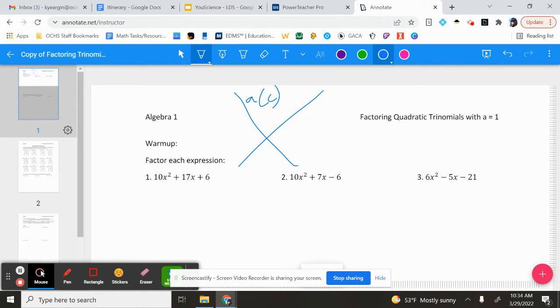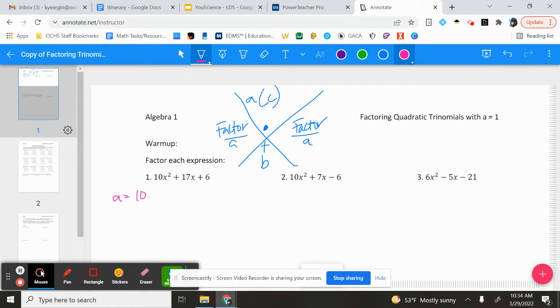That goes on the top of our big X. The b value goes on the bottom. Remember, we're looking for two numbers that are going to multiply to give me the top number and add to give me the bottom. Then I'm going to take each of my numbers and divide them by the a value, and then our factors will go on top. In order to write our factors, remember we had to use something called the swing method. So let's just jump into this and go through this warm-up.